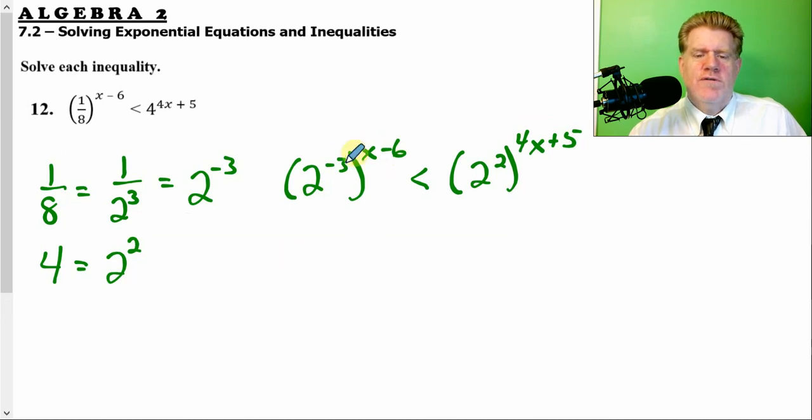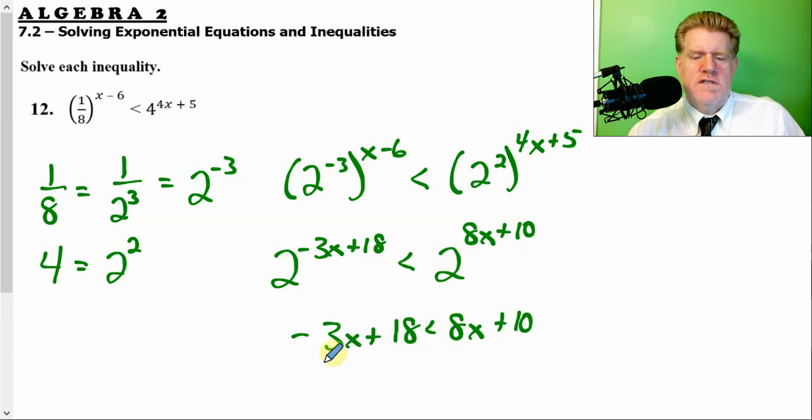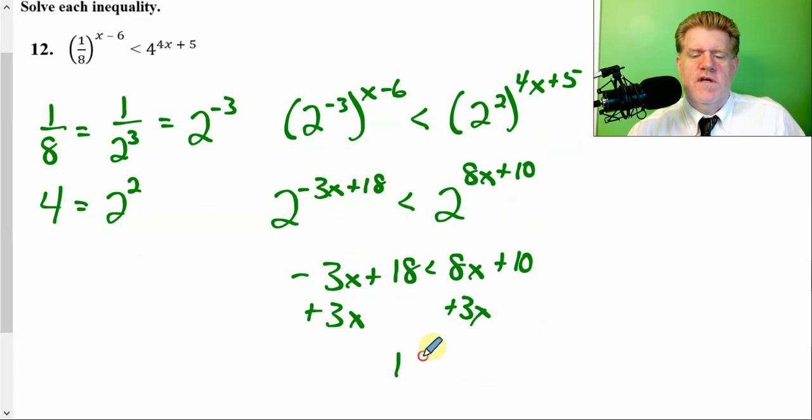Powers to powers, we multiply, distribute that through. Negative 3x plus 18 is less than, and multiply the 2 through, 8x plus 10. Bases are the same, so we can compare the exponents. All right, let's do this again. Add 3x to both sides. What does that leave us with? 18 is less than 11x plus 10.